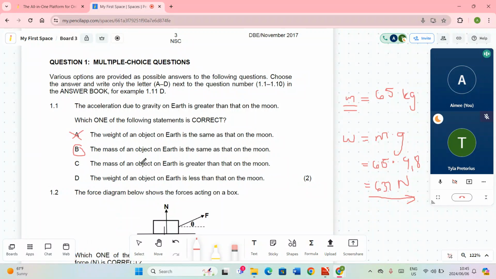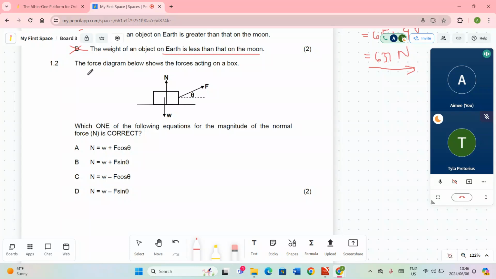So C says the mass of an object on Earth is greater than that on the moon. That's not true. Your mass is the same everywhere. The weight of an object on Earth is less than that on the moon. That's also not true. I just said to you that because the moon has got a weaker gravitational force, it means that your G value for the moon would be smaller than 9.8, which means that your weight on the moon would be smaller than it is on the Earth. So it's definitely not this one. So it means that the answer to 1.1 is B.